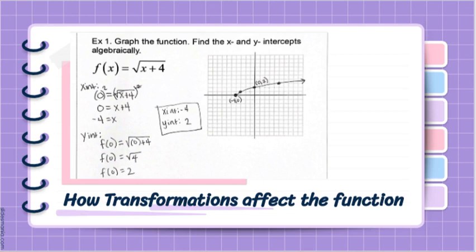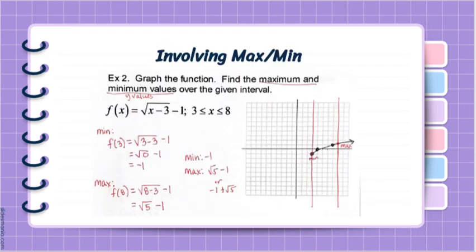the parent function rule involving maximum. To figure out maximum and minimum, normally your equation would give you a restriction. So for this one, it gives you a restriction of 3 less than or equal to x less than or equal to 8. Those 3 and 8 will be your restrictions for your square root function.